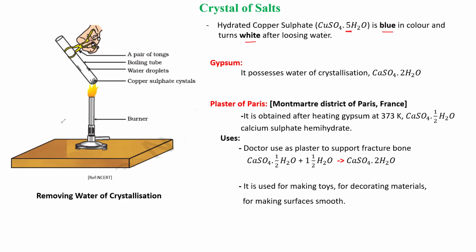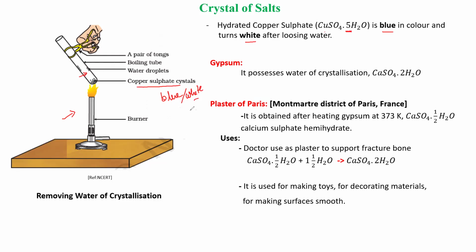it will turn white. So here if you see the setup, we have copper sulfate crystals. Initially the crystal looks blue, but when we heat it, water droplets are removed, which you can see from here. So finally, after that, its color will change into white.